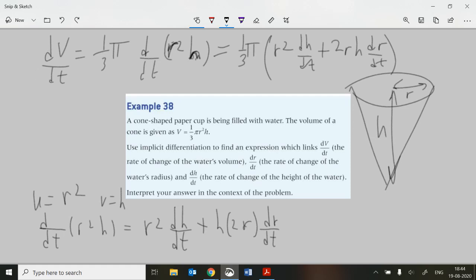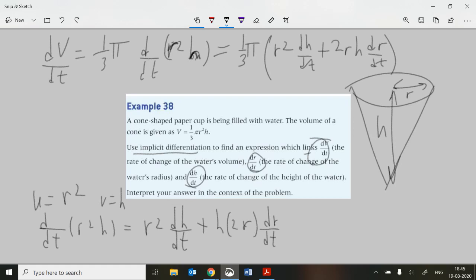Let's just see again. They've said use implicit differentiation to find an expression which links dV/dt to dr/dt and dh/dt. So essentially all we had to do was differentiate with respect to t. And we've done that, and we've had to use implicit differentiation here, and within that we use the product rule and we use the chain rule as well. Okay, so now we've got this, and the final bit says interpret your answer in the context of the problem.